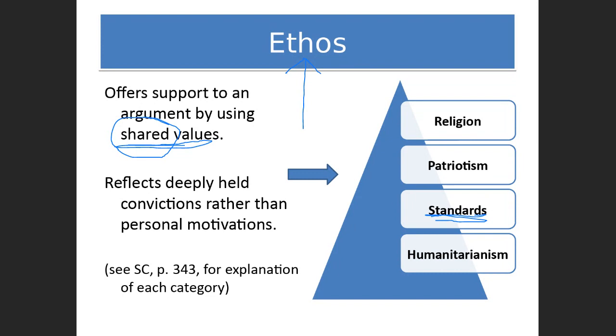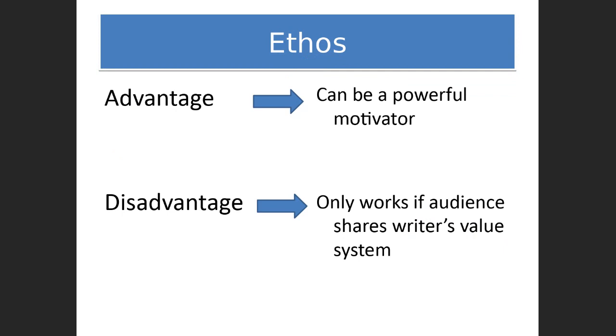So I kind of represent a generic audience. You can't assume I'm going to be automatically sympathetic, either truly or even just for the purposes of this assignment, on your side about something. So you've got to approach it more by emphasizing logical appeals, emphasizing reason, emphasizing facts. That works. So again, the advantage of ethos is that it can be a very powerful motivator, but the disadvantage is that it only works if you share a writer's value system.